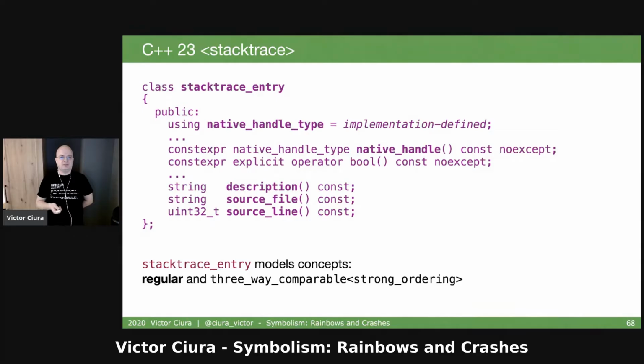This is the important bits, the salient bits from the class. It has a lot of functions and operators and needed boilerplate. But these would be the salient bits: description, source file, line, way to get a native handle, something to the native implementation from the vendor. And it models regular and it's comparable.